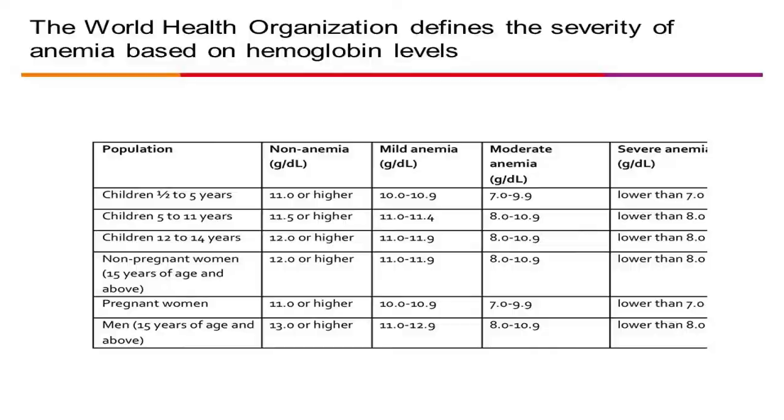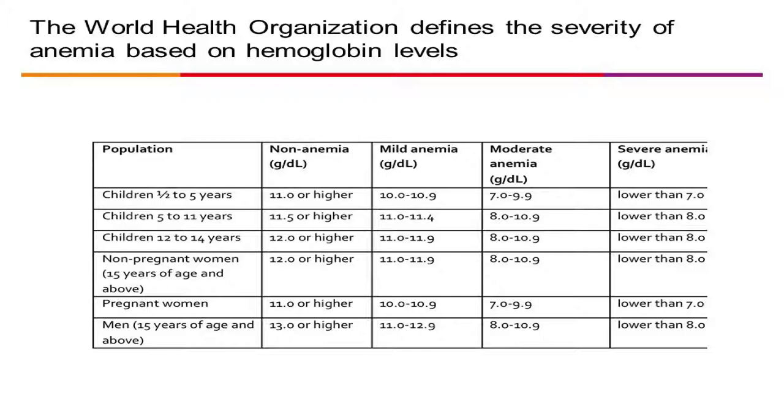So if we define anemia according to the World Health Organization, what is the definition of anemia in children from 6 months to 5 years? It is a hemoglobin level less than 11 grams per deciliter. In children between 5 and 11 years, a hemoglobin level less than 11.5 is considered anemia. In children 12 to 14 years, less than 12, so we can see they almost approach adult values. A non-pregnant woman, less than 12. In pregnant women, less than 11, so the cutoff value becomes lower. And in men, of course, less than 13.